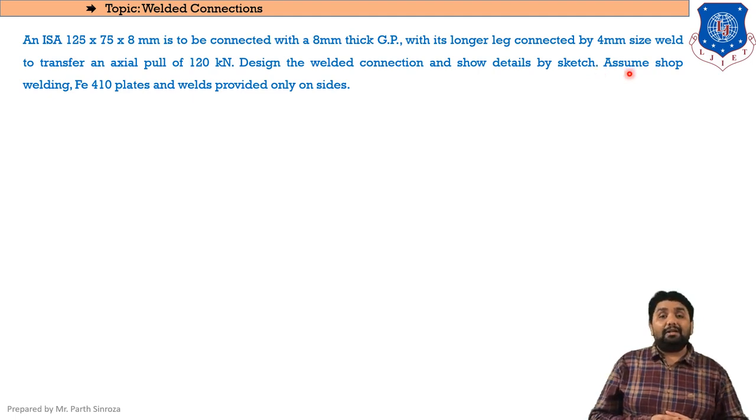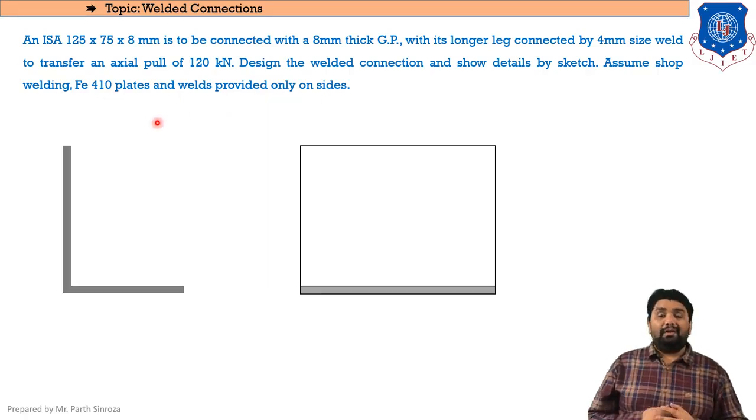And it is asked that we assume shop welding. We have two criteria in this. The first is shop welding, the other is field welding, and it is mentioned that welds are to be provided only at sides. Clear?